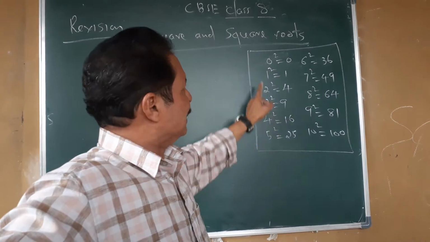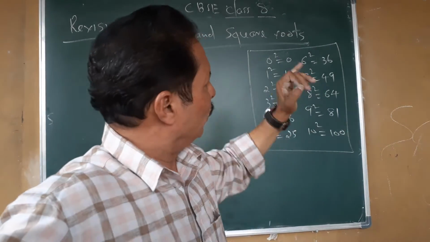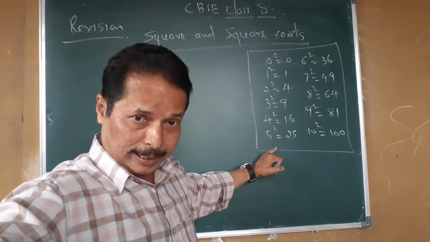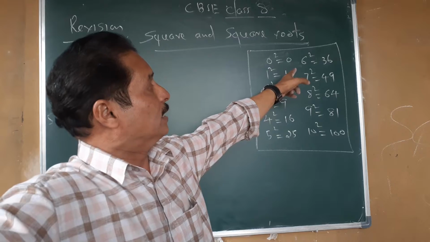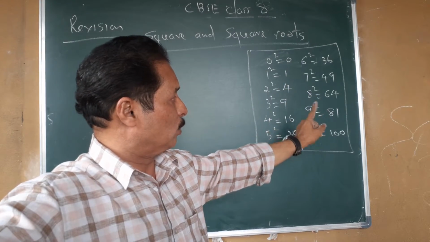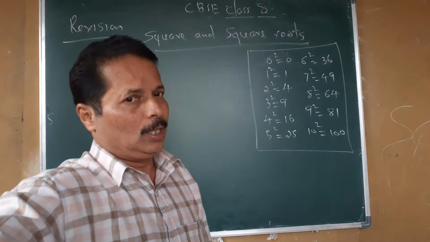Look at this table. 0 square is 0, 1 square 1, 2 square 4, 3 square 9, 4 square 16, 5 square 25, 6 square 36, 7 square 49, 8 square 64, 9 square 81, 10 square 100.